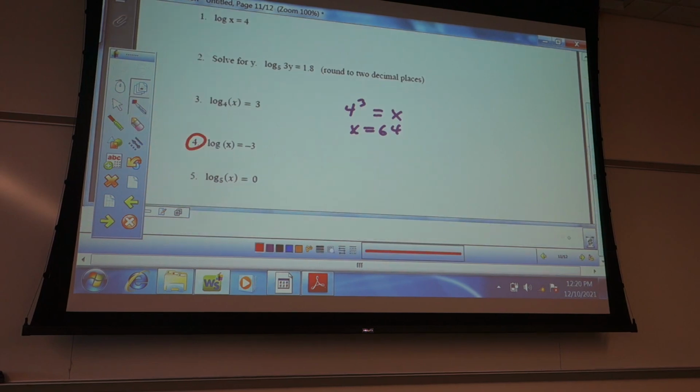What's my base? 10. Yeah, if it's not written, what's the base? 10. What's the exponent? Everyone write it in. Then what's the answer? Write that in, and then find it. Use your calculator, or however you want to do it. You can write it as a fraction, or you can use your calculator. I don't care.